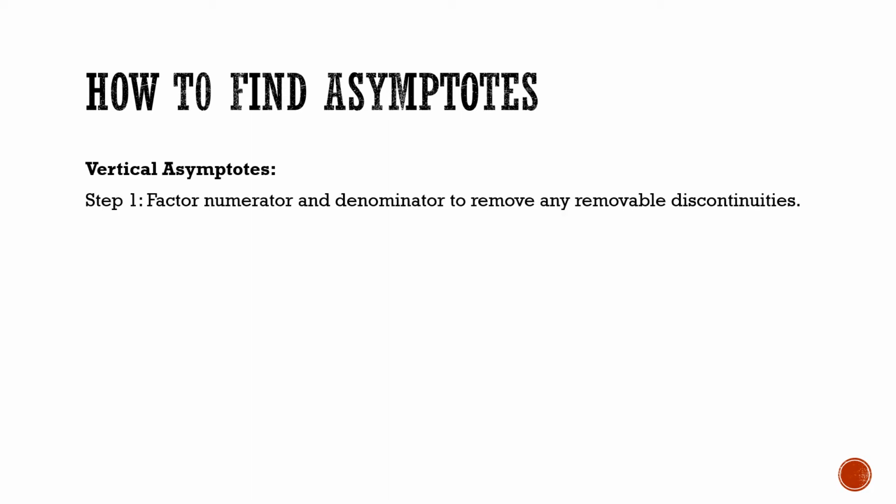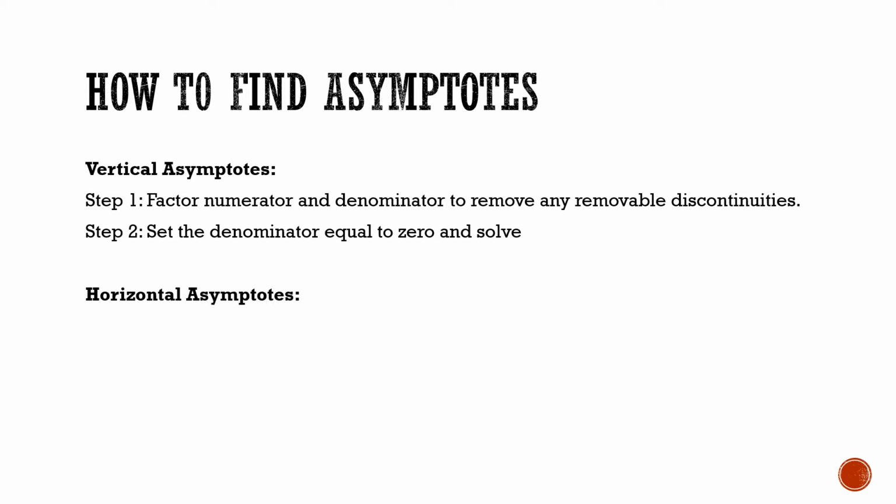For vertical asymptotes, first you want to factor your numerator and your denominator. The reason you want to do that is to make sure that you don't have any holes or removable discontinuity in your equation. If you do have a hole, you want to go ahead and take that out. And then step 2, you want to set your denominator equal to 0 and then solve for x. And you always write your answer for vertical asymptotes in the form of x equals some number.